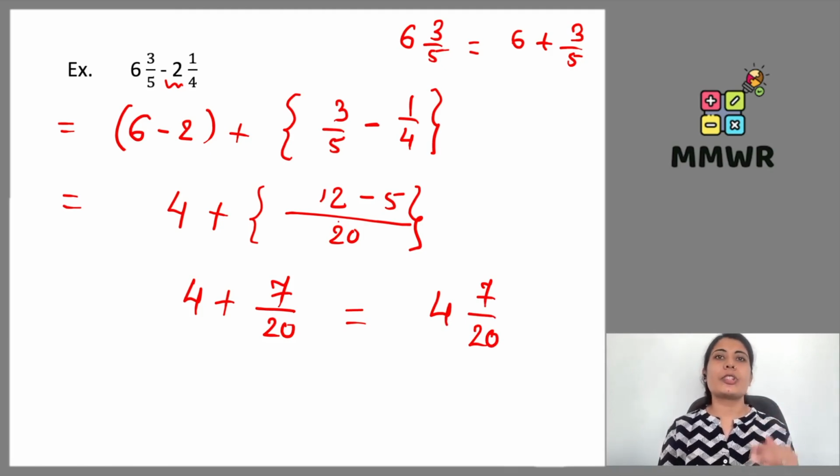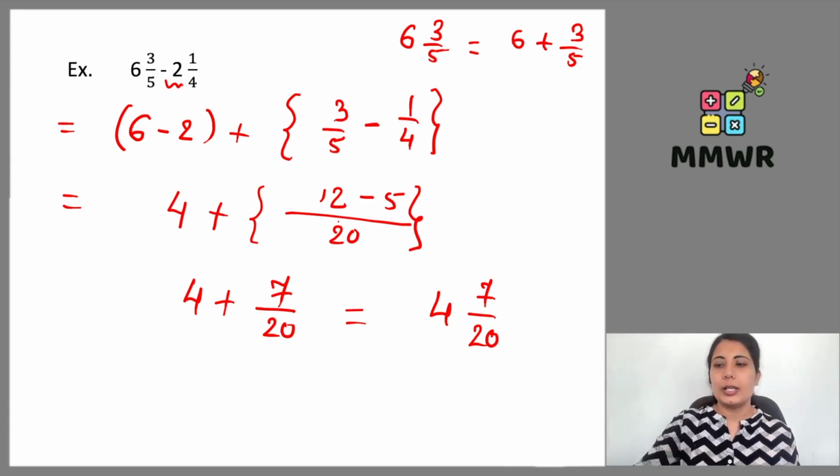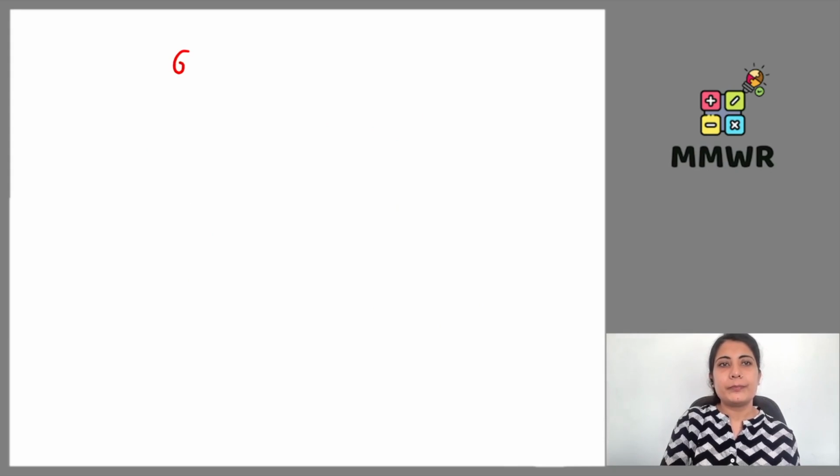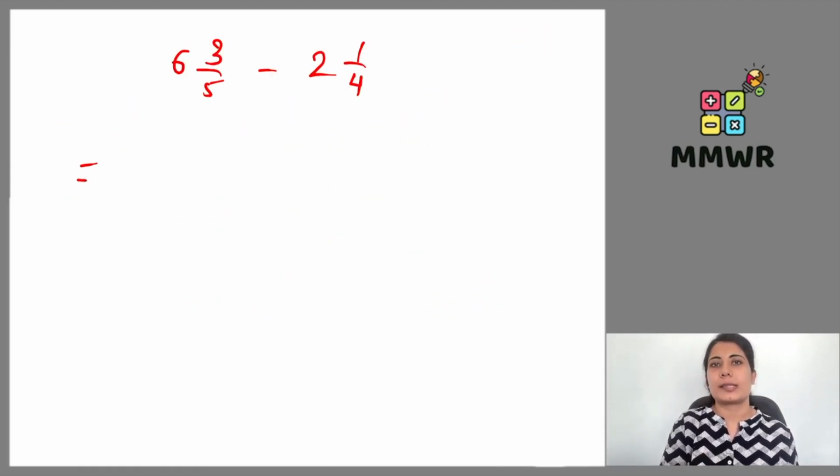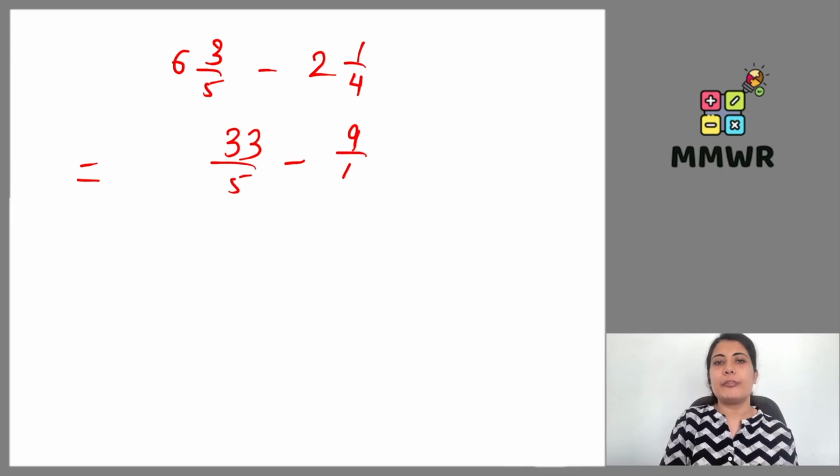If you solve this question by the basic method, it will be a lot of time taking for us. Look, 6 and 3 by 5 minus 2 and 1 by 4. Especially when you get big numbers, it will be a lot of time taking for us. So 6 5s are 30 plus 3, 33 by 5, minus 2 4s are 8 plus 1, 9 by 4.